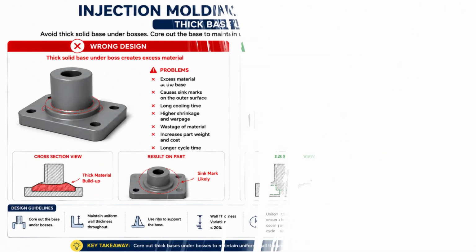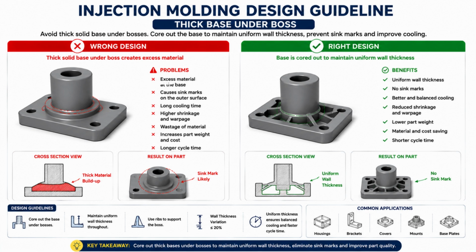Fifth, thick base under boss. This boss base is wasting material. A thick boss base creates sink marks and increases cooling time. Core out the base and add support ribs to maintain uniform wall thickness. So, lightweight designs mold faster and look better.